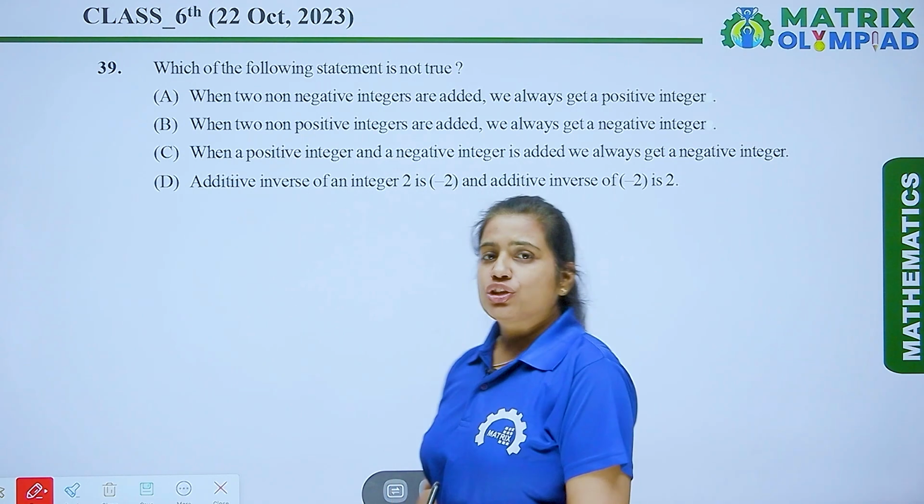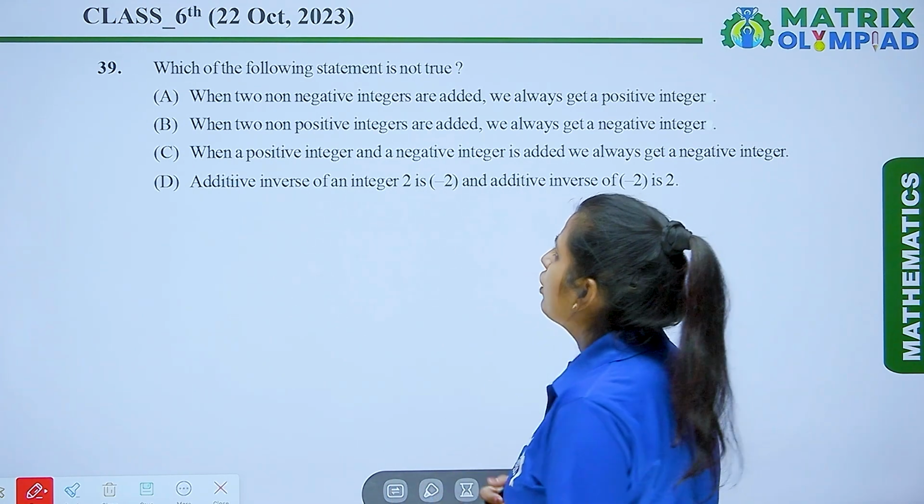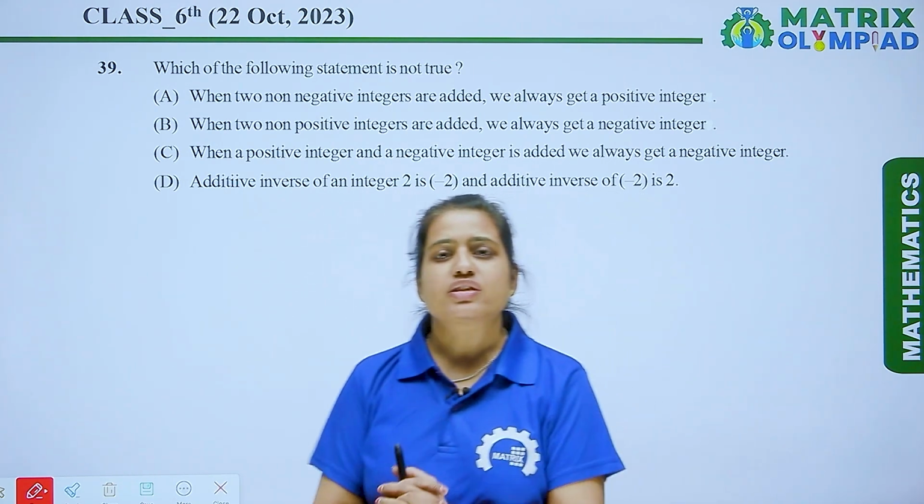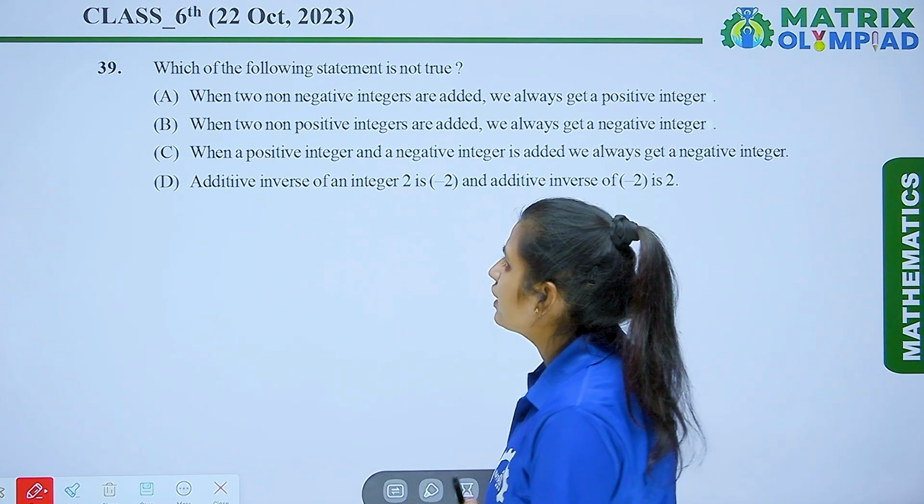Now in this question, question number 39. Which of the following statements is not true? Out of these 4 statements, we have to find out which statement is not true. So let's check the statements.